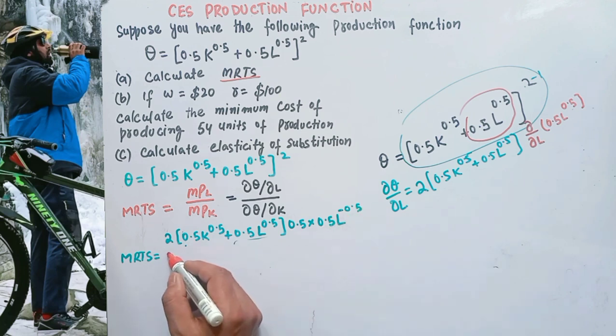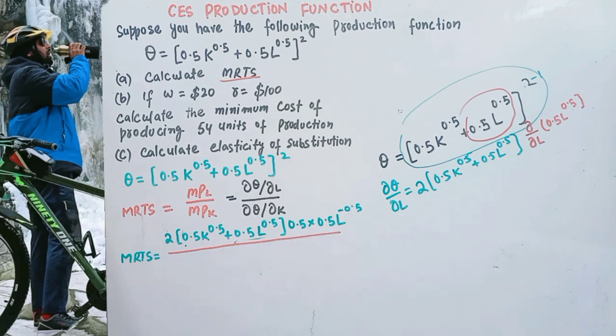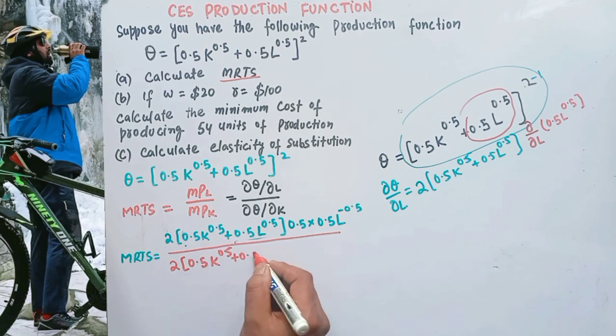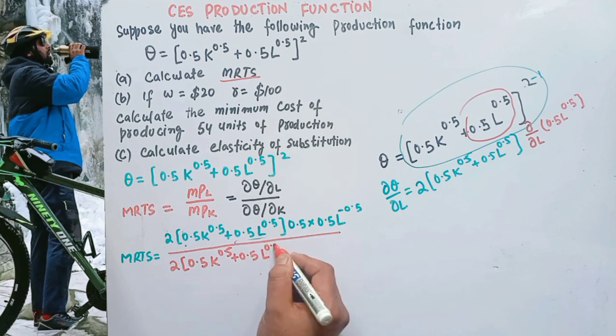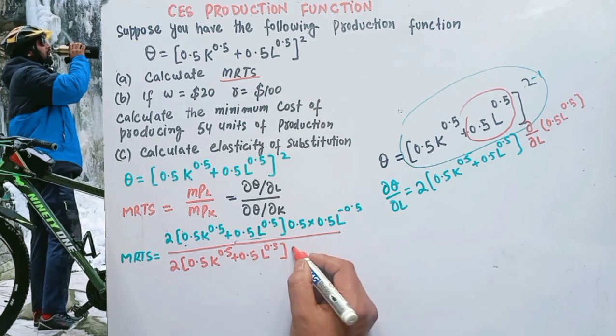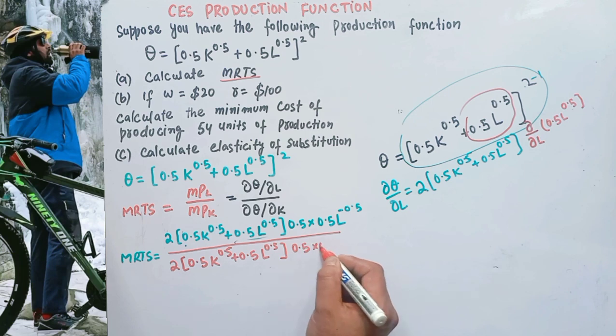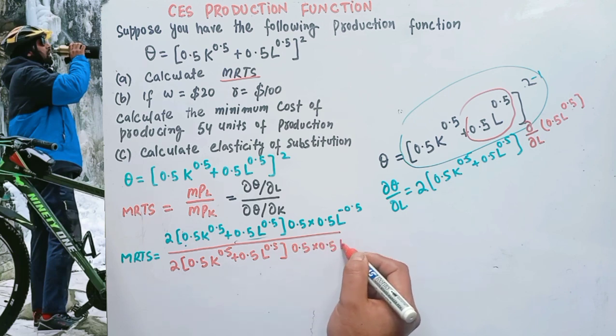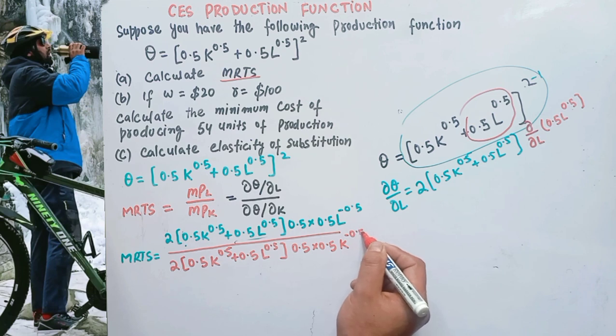Divided by, using the same method, for MPK, dQ upon dK will come out to be 2 times (0.5 K to the power 0.5 plus 0.5 L to the power 0.5) times 0.5 times K to the power minus 0.5. Okay, this is dQ upon dK. You can check it out, no problem.